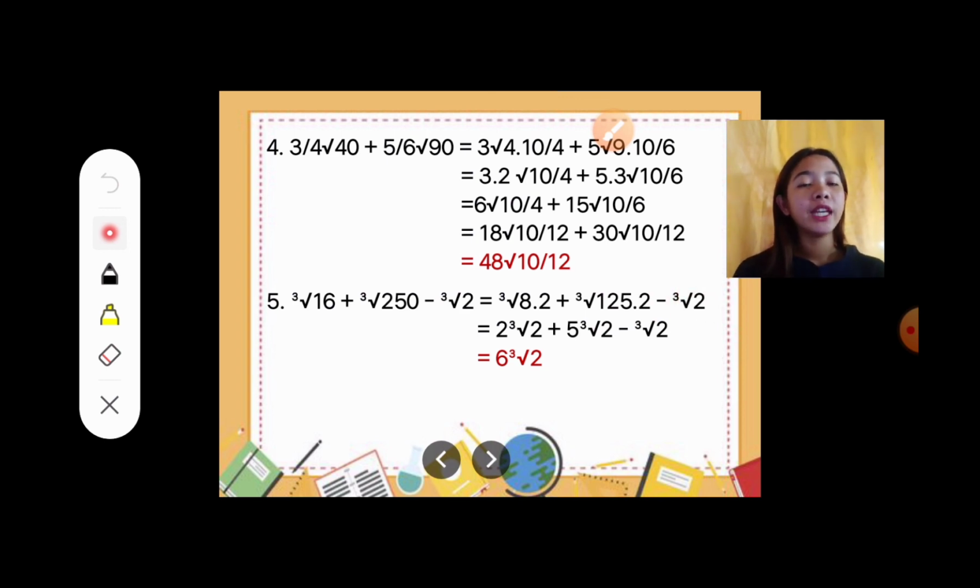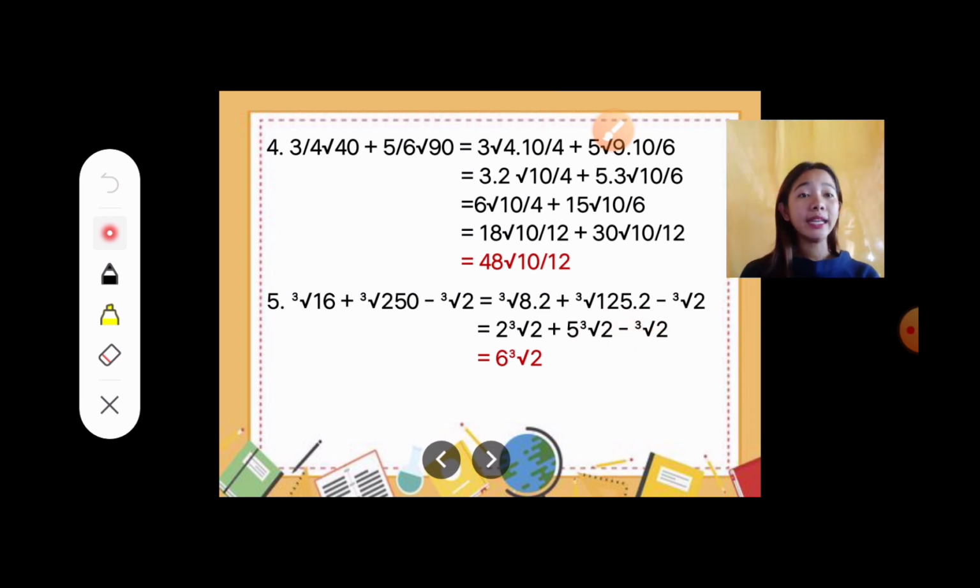Then we need to simplify and combine like terms. So the cube root of 8 is 2 because 2 times 2 times 2 is equal to 8. So we have 2 cube root of 2 plus the cube root of 125 is 5. So we have 5 cube root of 2 minus, just copy, cube root of 2.